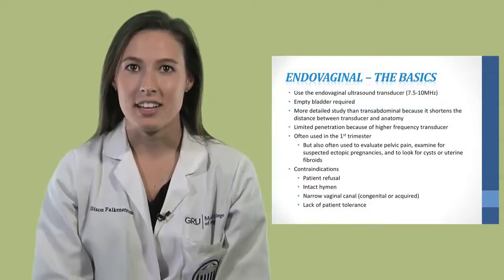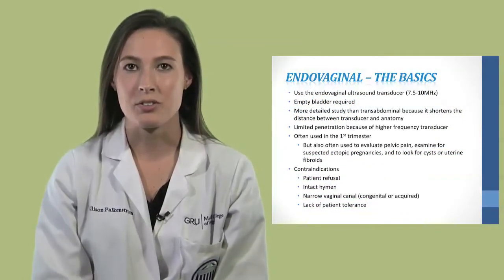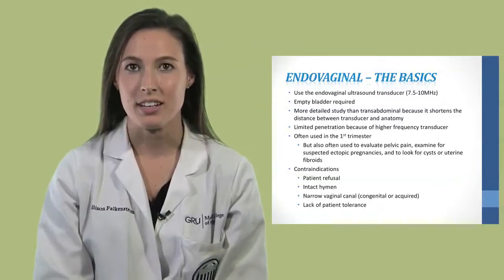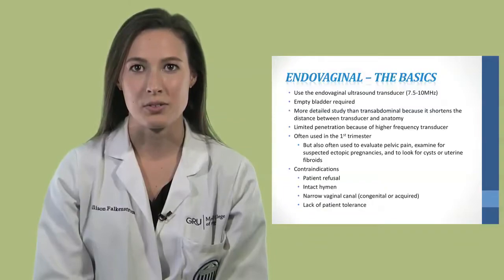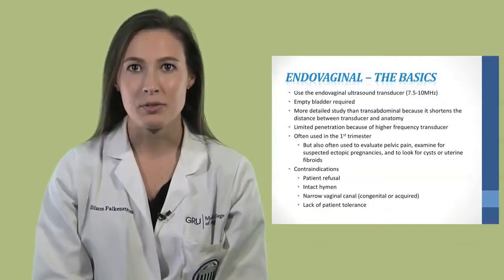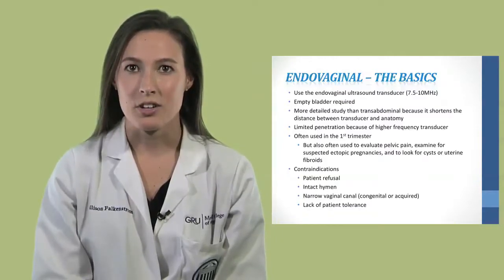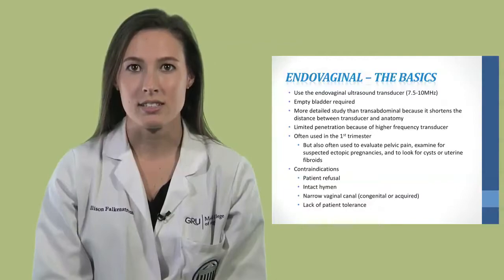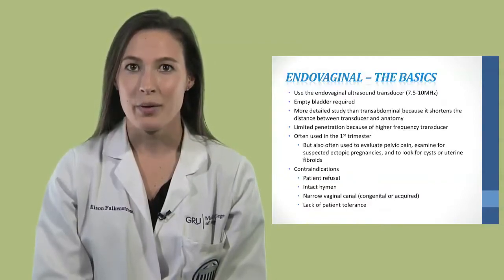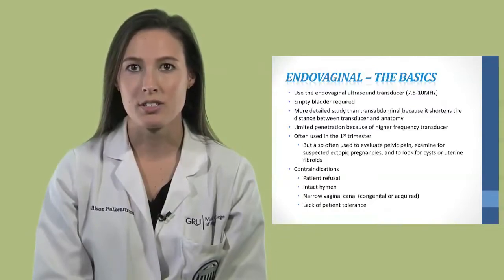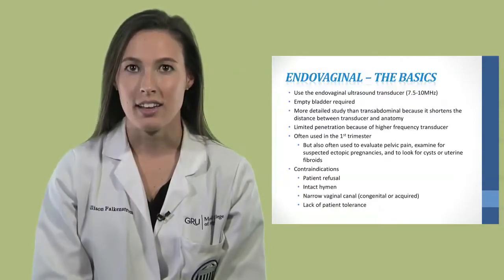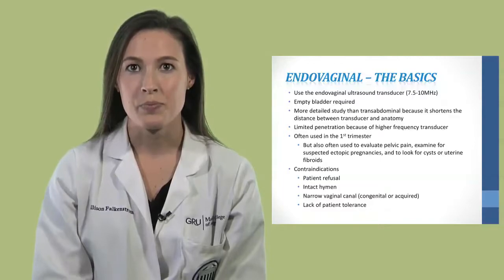This video is intended to be an introduction to obstetrical and endovaginal ultrasound. The endovaginal ultrasound is performed using the endovaginal transducer, which is 7.5 to 10 megahertz. It is best to perform it with an empty bladder. It can provide a more detailed study than transabdominal because it shortens the distance between the transducer and the anatomy you are trying to visualize. However, keep in mind that because the transducer is of a higher frequency, it has limited penetration.